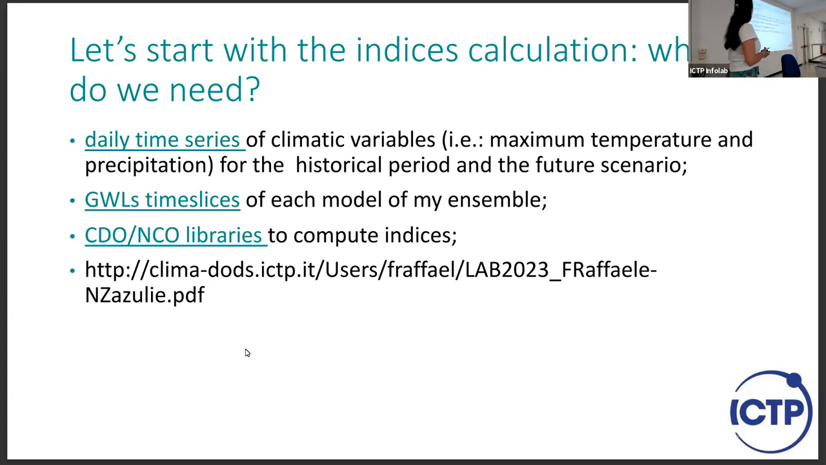What we need now are daily time series of climatic variables. Because we don't have time to compute everything, we are going to use three different indices based on maximum and minimum temperature and precipitation, all at daily scale. We are going to use the historical period and a future scenario. We will need the global warming level time slices, the table that Francesco just mentioned, and we are going to use CDO and NCO to compute these indices.